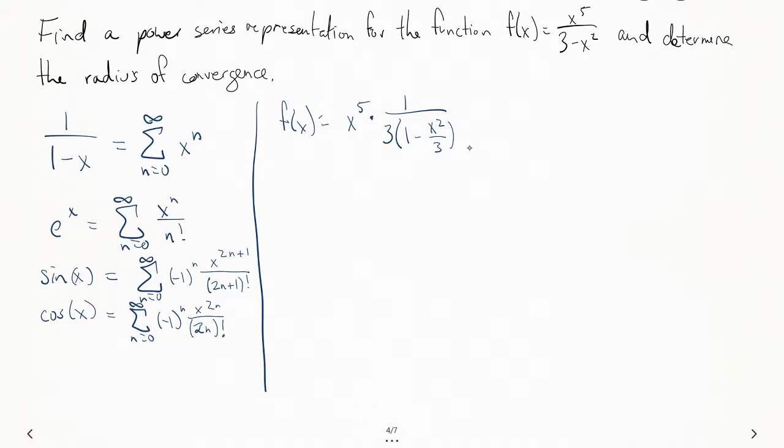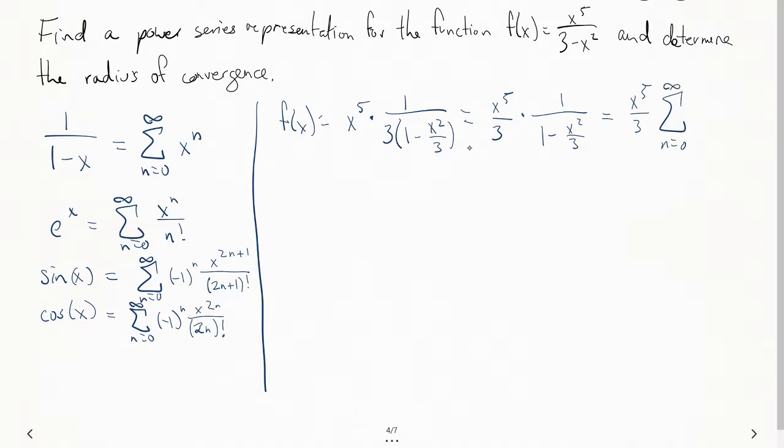Okay, so now what we can do is we can rewrite this as x to the 5th over 3, which we'll handle in just a second. And then we have 1 over 1 minus x squared over 3. So the beautiful thing here is we can now write this as a summation. So this becomes x to the 5th over 3 times the summation n equals 0 to infinity of, well, we've replaced x with x squared over 3, so this is x squared over 3 raised to the nth power.